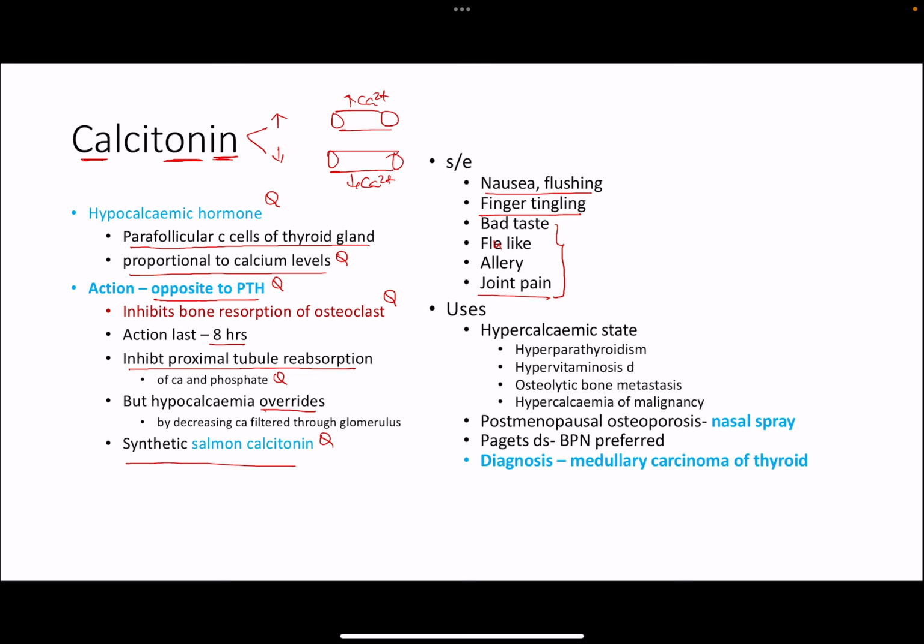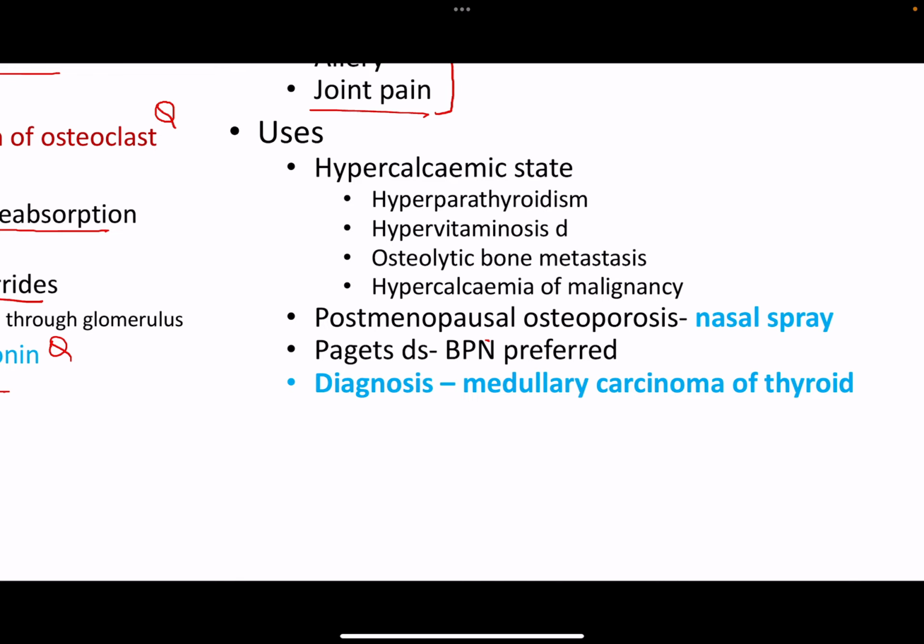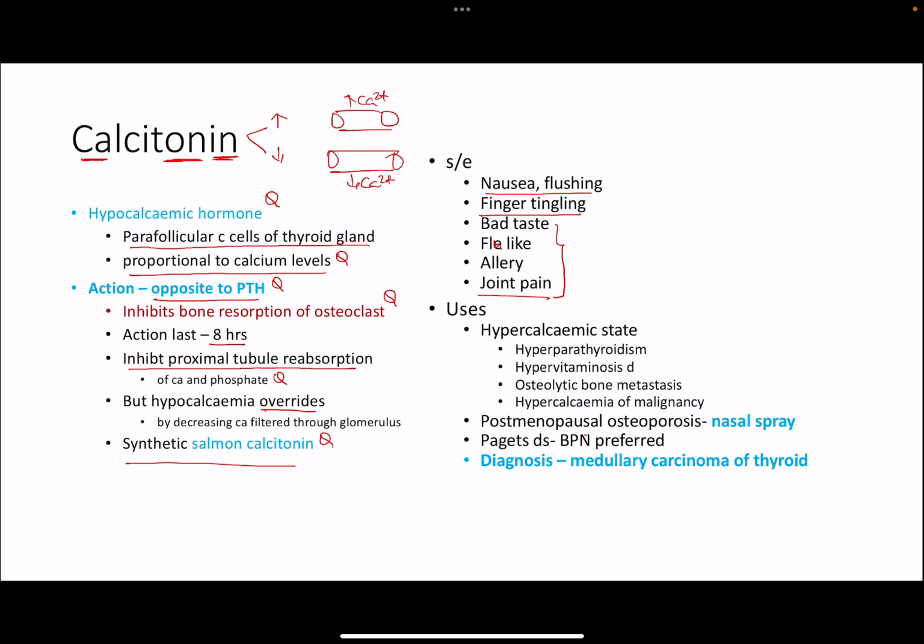So what are the uses? It can be used in hypercalcemic conditions. Since it is a hypocalcemic hormone, it is going to decrease the calcium levels in the body. So the conditions associated with an increase in calcium are the conditions where you can use calcitonin. Those are hyperparathyroidism, hypervitaminosis D, osteolytic bone metastasis, as well as hypercalcemia of malignancy. In all these conditions, there will be an increase in calcium.